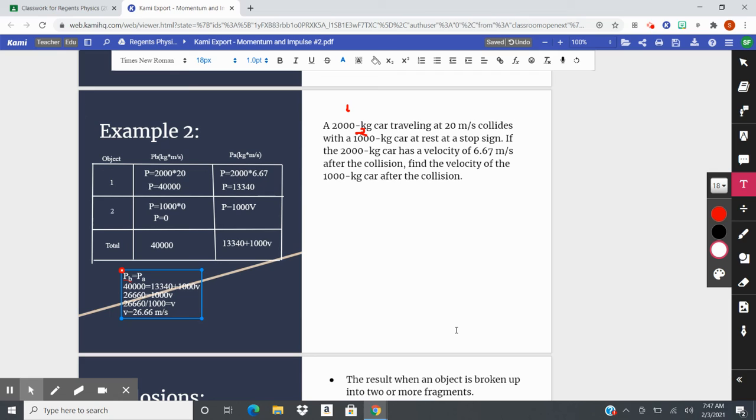That is your answer. Again, guys, remember, momentum is just mass times velocity. So go through and read carefully each example problem, plug in everything that you have, and then we set the momentum before equal to the momentum after.